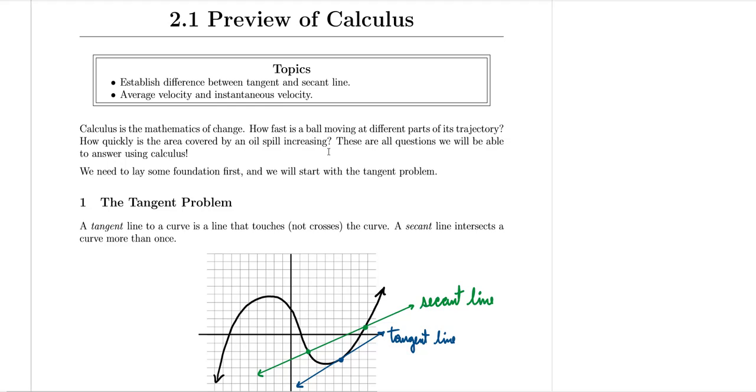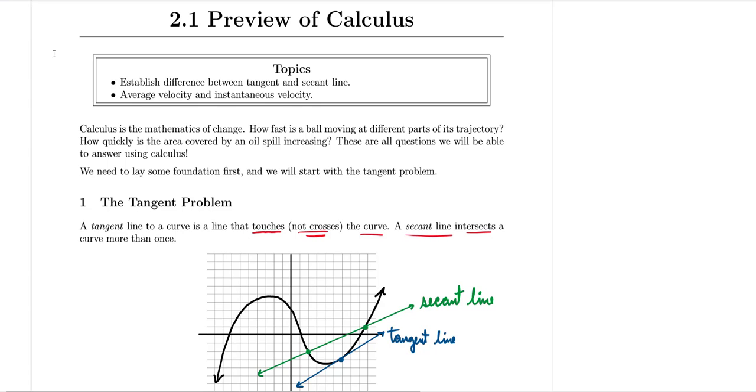These are all questions that we'll be able to answer using calculus, but we first need to lay the foundations. And I want to start here with the tangent problem. So for starters, what is a tangent line? Well, the tangent line to a curve is a line that touches but doesn't cross the curve. In contrast, the secant line is a line that intersects a curve more than once.